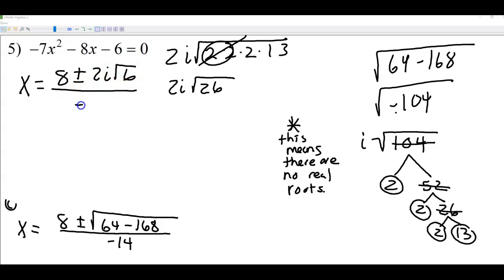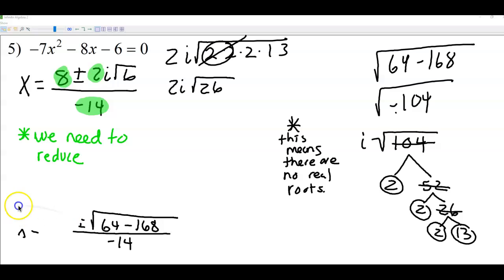Now here's another slight little difference that I'd like to point out with this problem. This is probably something worth writing down. If these 3 numbers can be reduced together, then we should. I'll show you. We need to reduce. So, is there anything that divides into 8, 2, and 14? 2. So, if there is, then we need to reduce that out. We're going to divide all 3 of those numbers by 2.